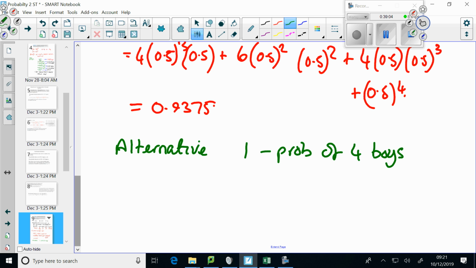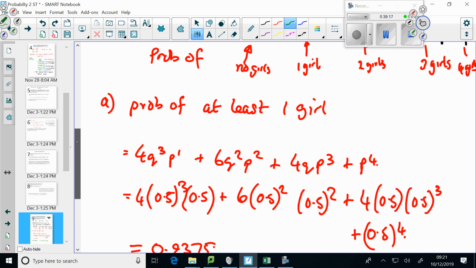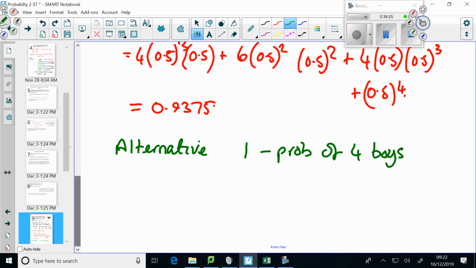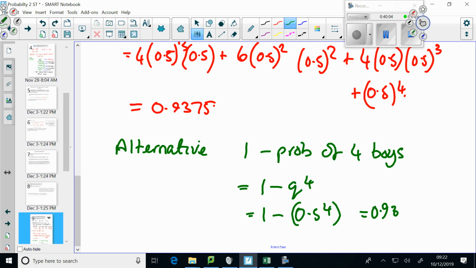Is it not 1 minus the probability of 4 boys? Because the only option we haven't added out of all the terms is the one on one for no girls. So if we take that probability, q to the 4, off 1, do we get the same? Just do 1 minus 0.5 to the power 4. Yeah, 0.5 to the 4 is 0.0625. So 1 minus that is 0.9375.